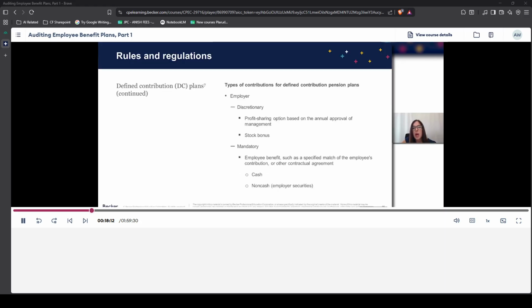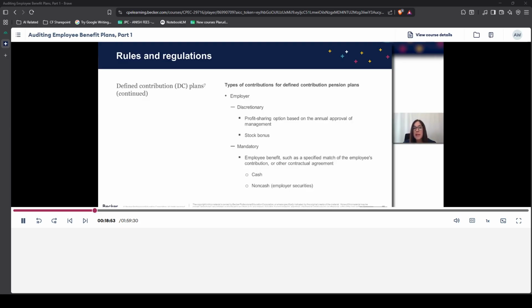Some of the different types of contributions that can be made to a defined contribution plan include the employer contribution, and it can be completely discretionary or it can be mandatory. Again, the plan document language is where you will turn to find out what type of employer contribution, if any, is allowed or required. With the discretionary contribution, you could have, for example, a profit sharing plan, and that profit sharing option may be based on the annual approval of management, and the dollar amount could be completely discretionary.